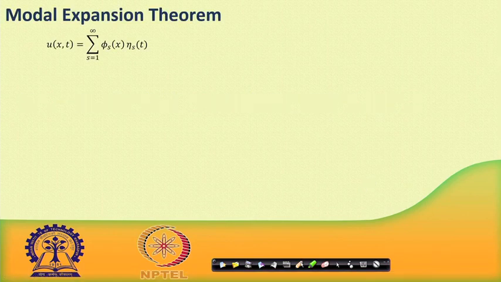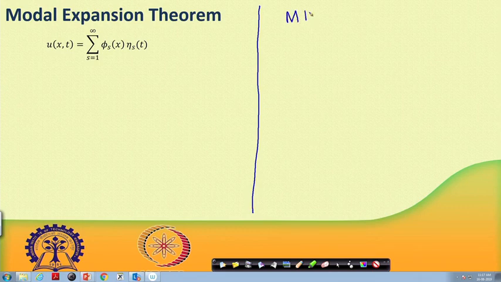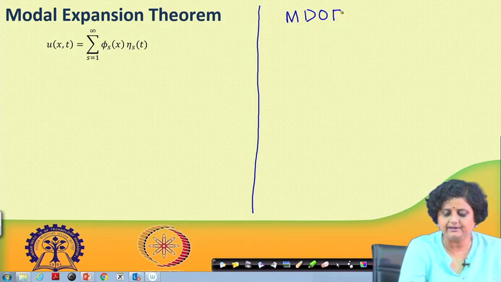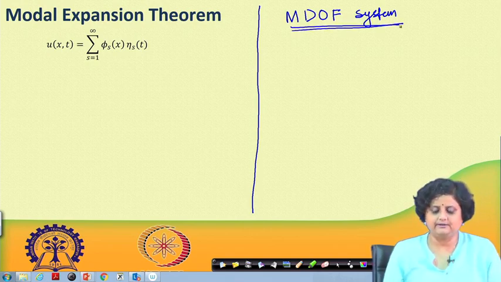So, as we remember, we had talked about modal expansion theorem when we were talking about the mode shapes and natural frequencies and normal mode of vibration for a multi-degree of freedom system. So, let us consider an MDOF system. Let me just give a brief recap of what we did in an MDOF system, and that will help us to understand better what we are doing for a continuous system.